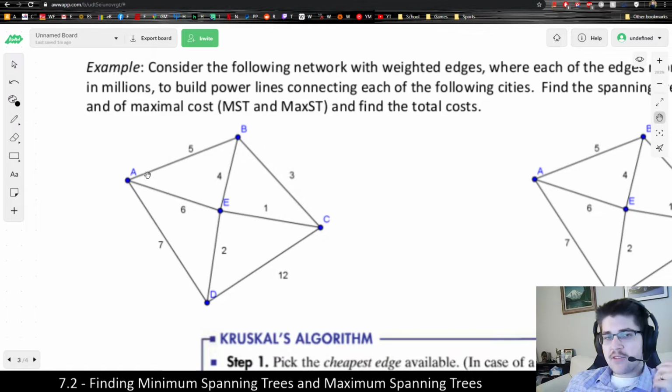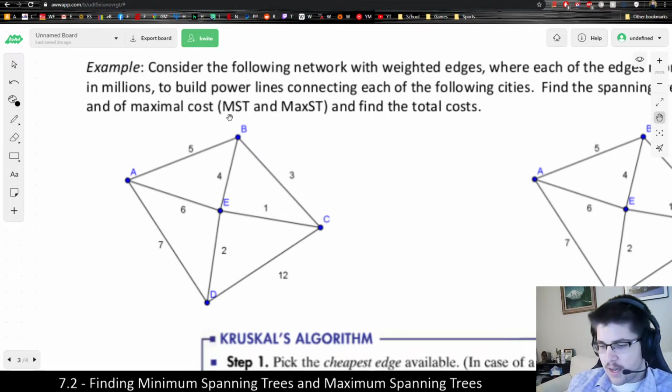And we want to imagine that each of these are towns currently without power, and we're trying to build these power lines to route power between each of the cities. Our sub goal here is to find that spanning tree, but find which one costs the least amount of money. And each of the numbers represents the cost to construct each power line in millions of dollars or whatever.